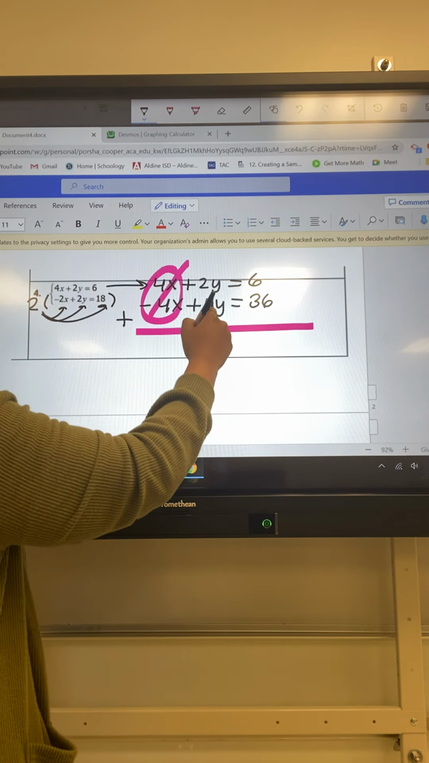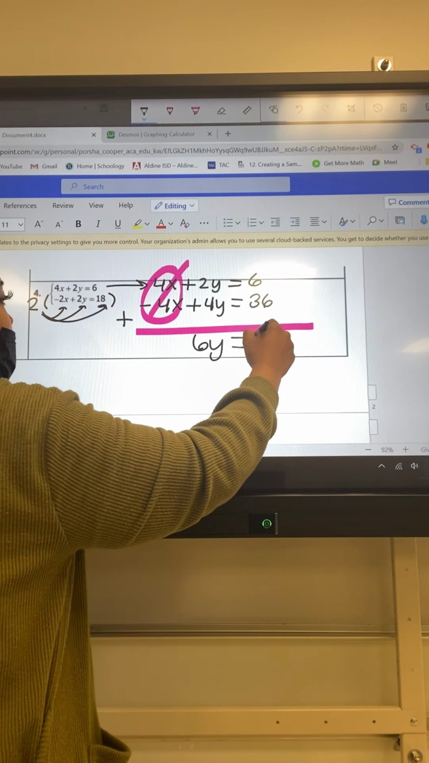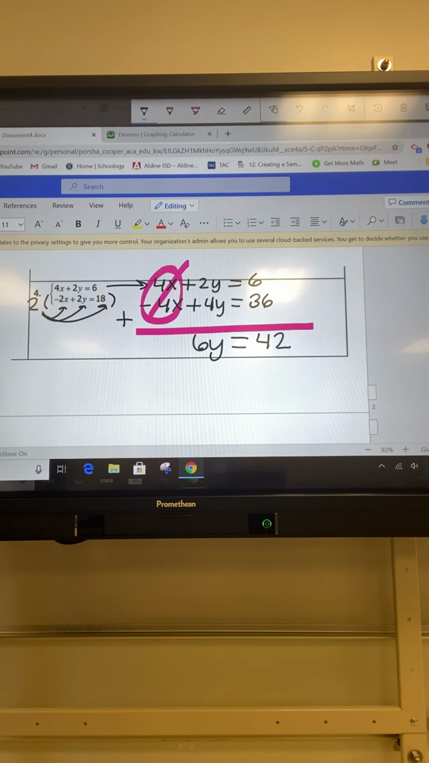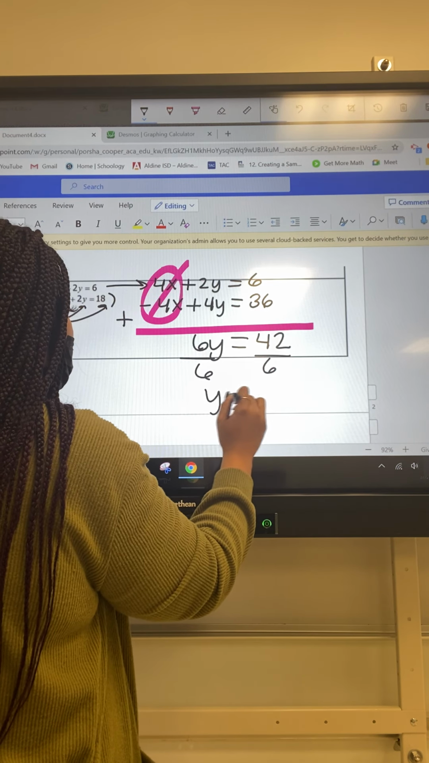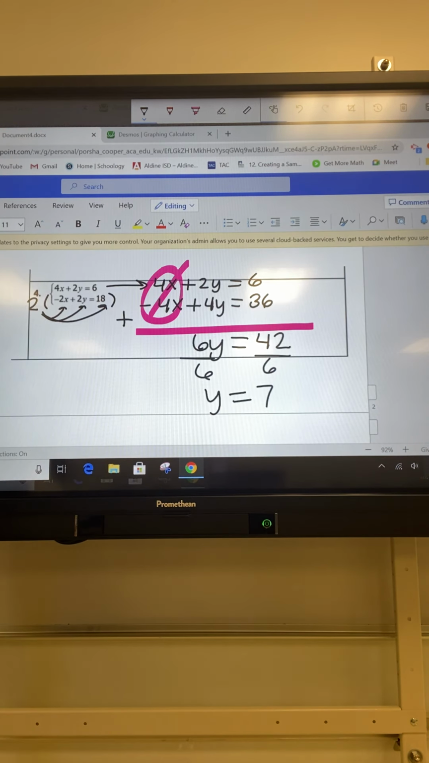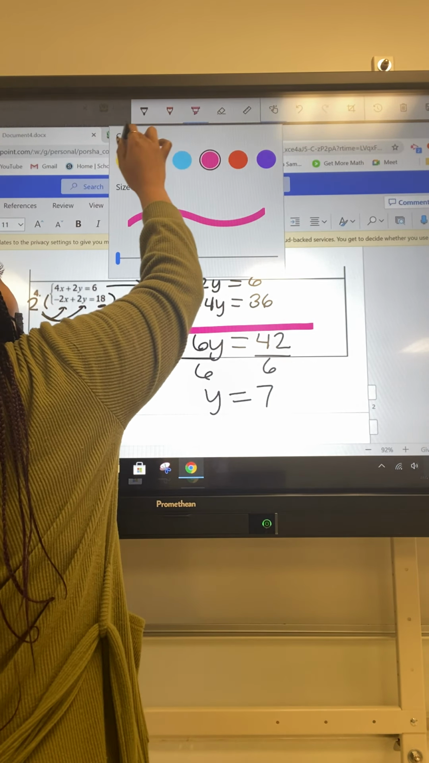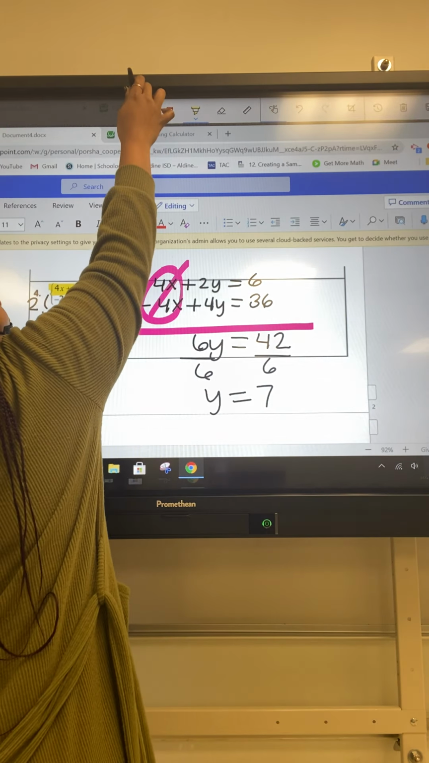So 2y plus 4y will give me 6y is equal to, and then when I add these two together, I get 42. Now I have a very simple equation, so all I need to do is divide by 6, and we're going to end up with y is equal to 7. And then again, once we know the value of one of the variables, we can substitute it in and find the other variable. All right, so what I'm going to do here is choose this top equation, and I'm going to plug it in and find x.